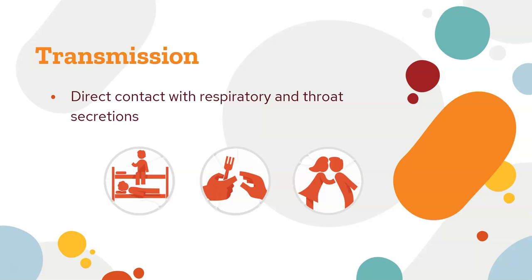Transmission is through direct contact with respiratory and throat secretions. This includes saliva. For the most part, transmission occurs through close contact. Therefore, some at-risk individuals include those exposed to large, tight groups of people, such as in daycares, prisons, college dormitories, and military bases. The incubation period is very short at 1 to 10 days, so symptoms can become apparent fairly quickly after exposure.